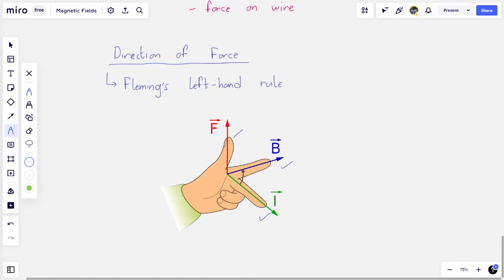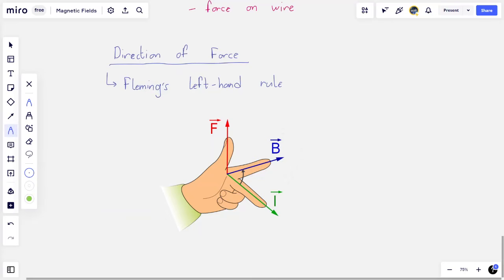So you notice F and B are at right angles, F and I are at right angles, and I and B are at right angles. So I essentially create a right-handed system where all three fingers are at 90 degrees to each other. What I have is an idea of how to use Fleming's left-hand rule.